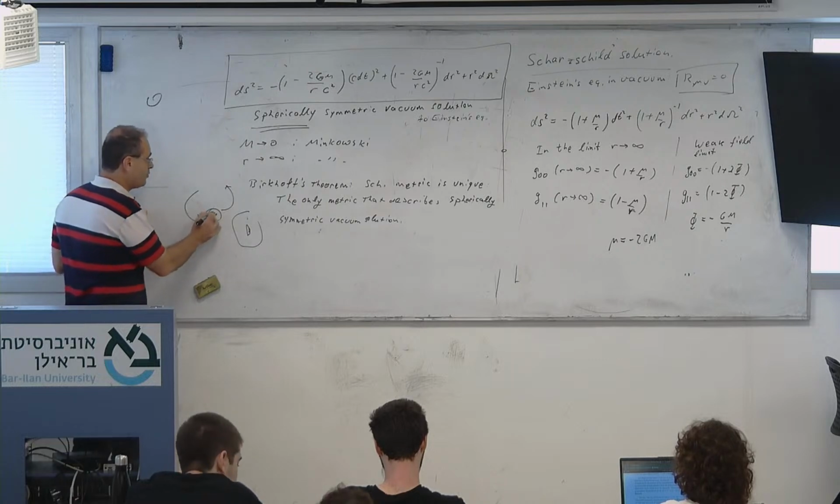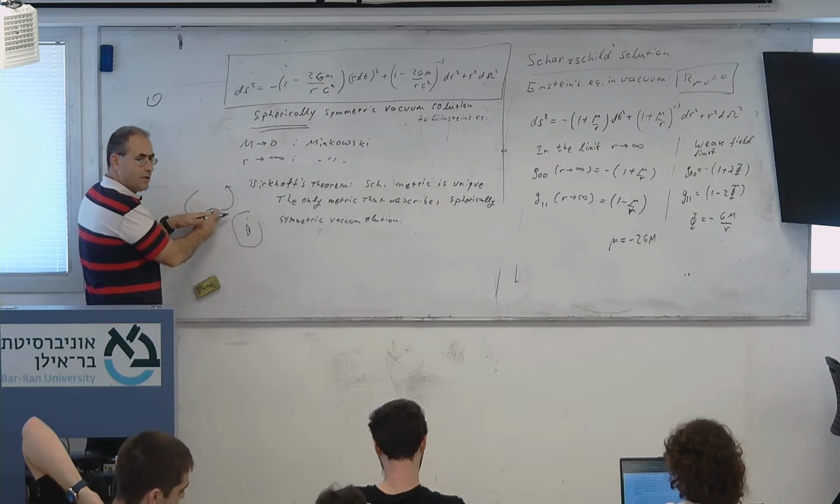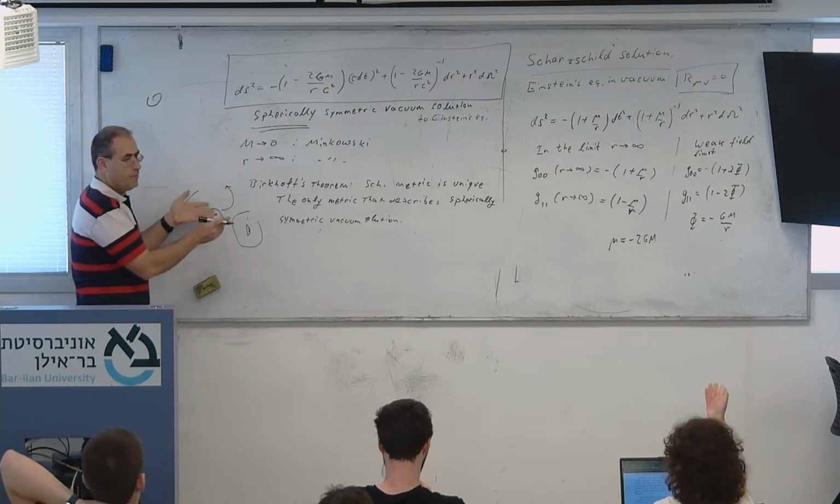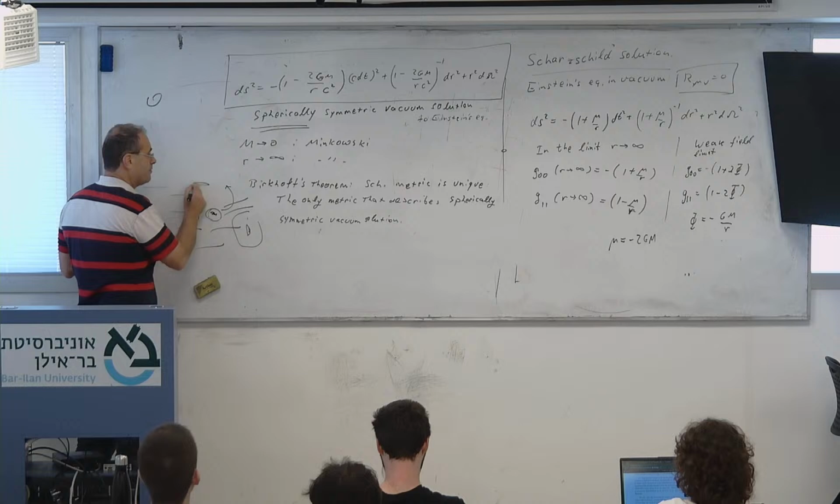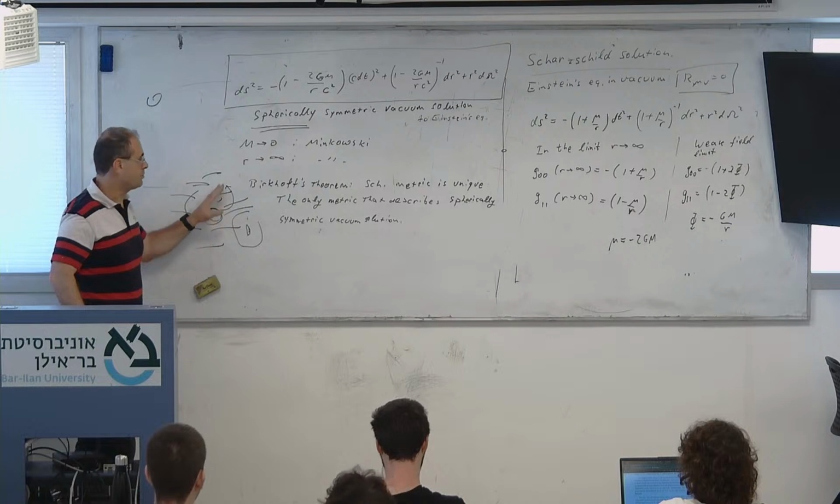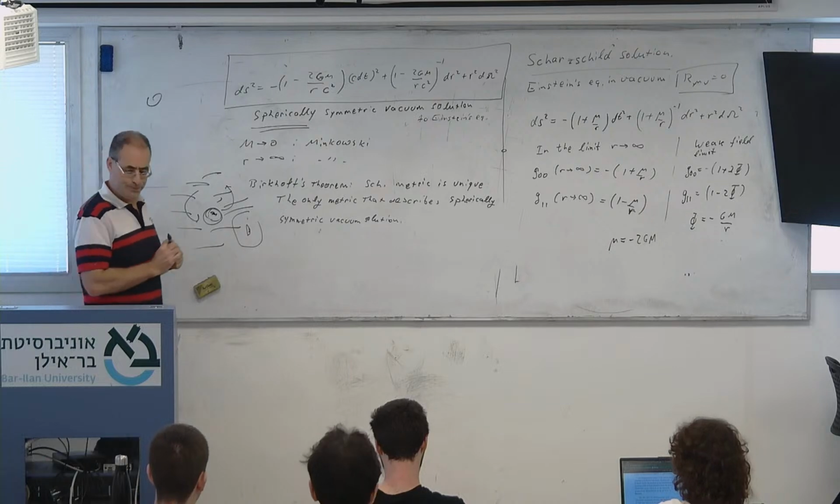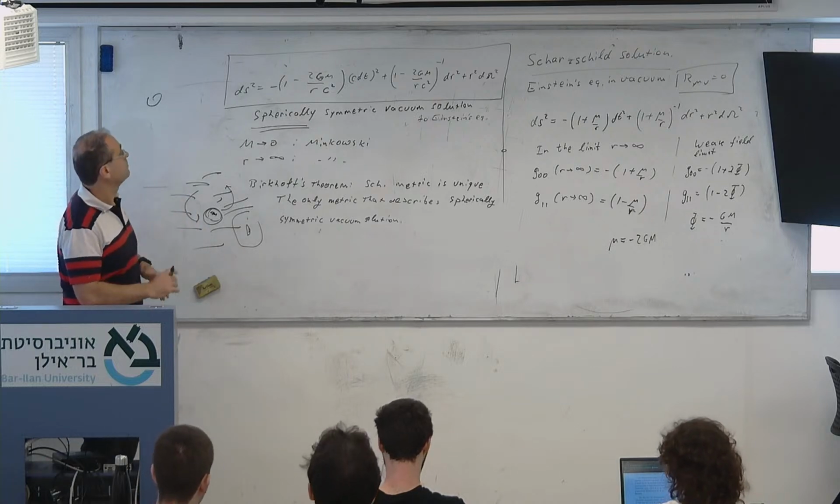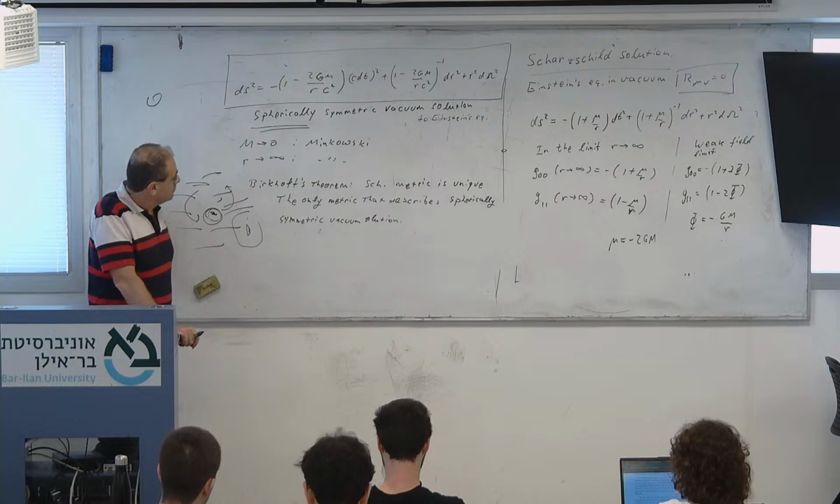We have a star that produces the potential. The solution is not valid, of course, inside the star. Why not? Because T mu nu is not zero inside the star. But it's valid everywhere in all the space outside of that star, as long as the star is spherically symmetric. The solution is correct everywhere except inside. More questions about it? It's a very important point because it's very confusing. More questions about that?